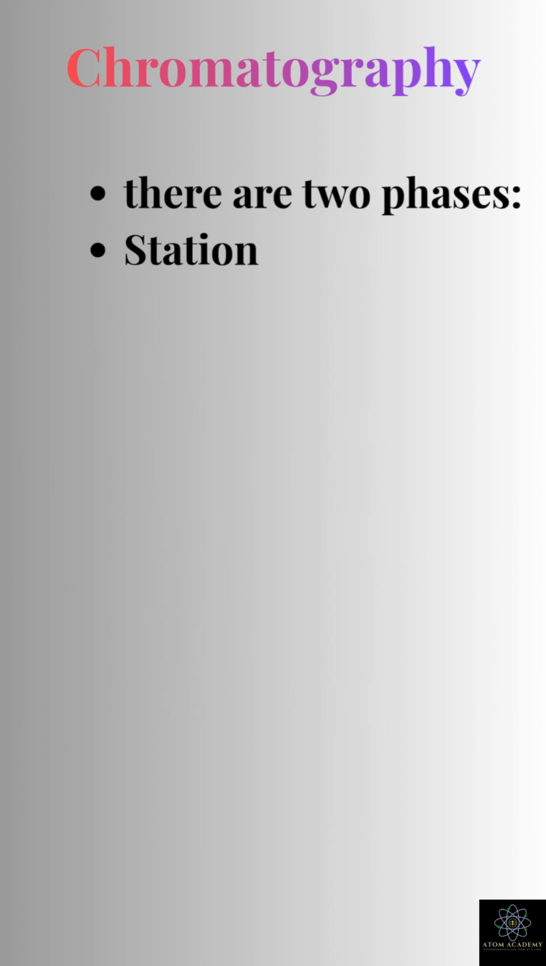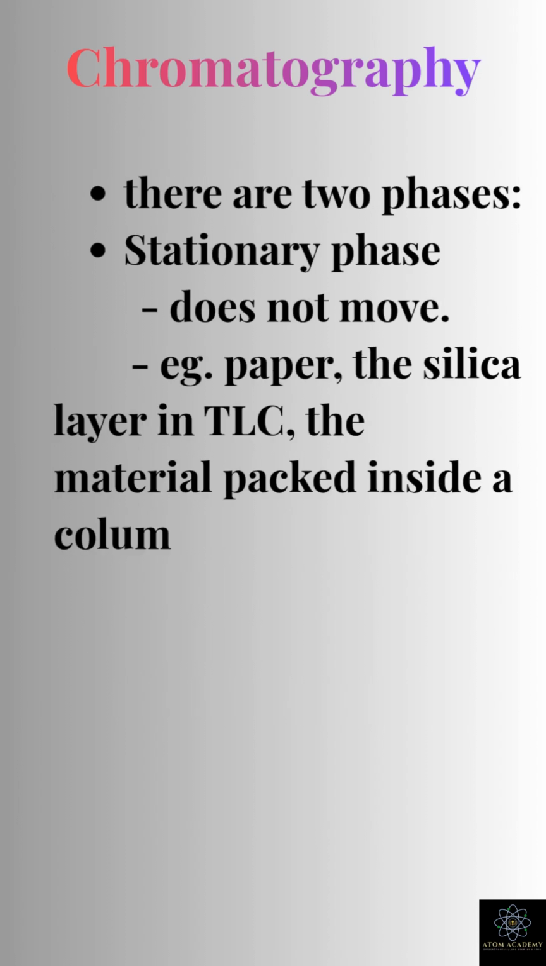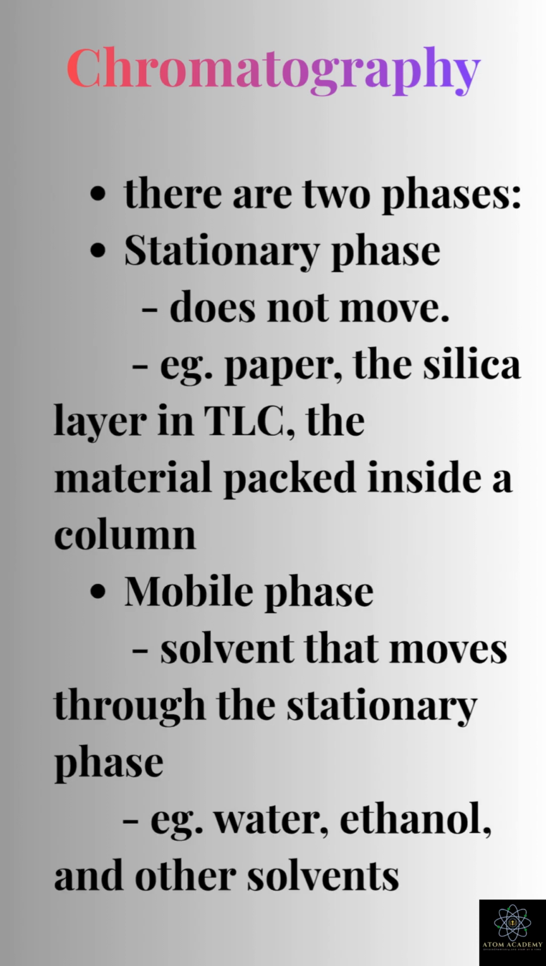In every chromatography technique, there are 2 phases. 1. Stationary phase, the phase that does not move. Examples: paper, the silica layer in TLC, or the material packed inside a column. 2. Mobile phase, the solvent that moves through the stationary phase. Examples: water, ethanol, and other solvents.